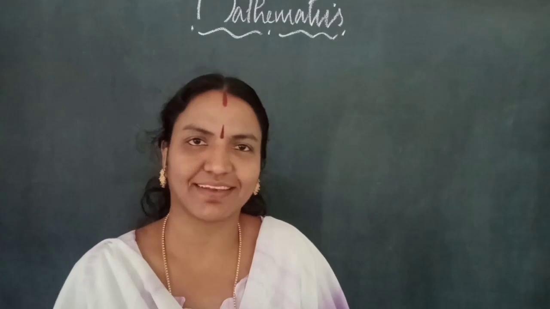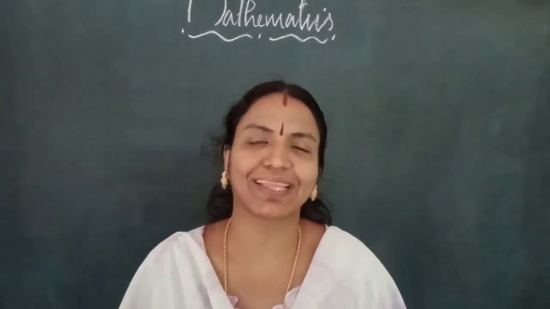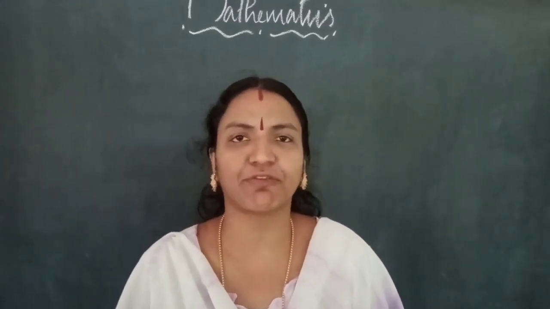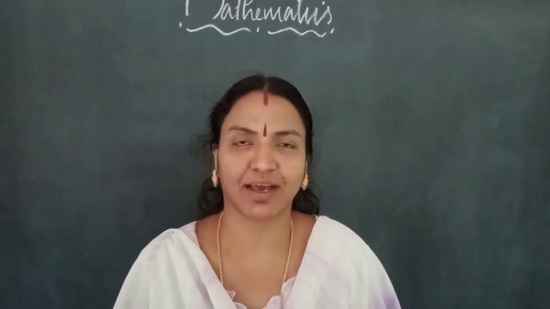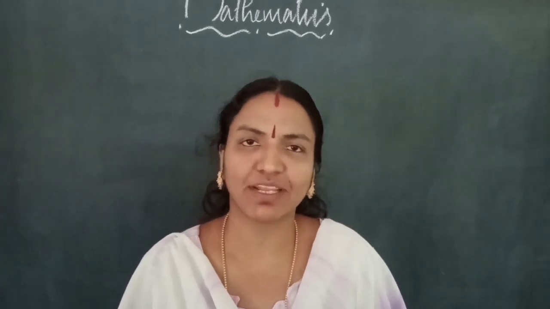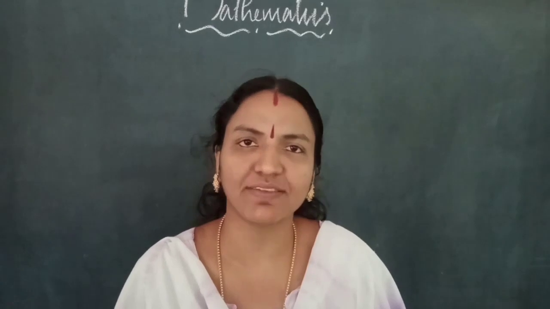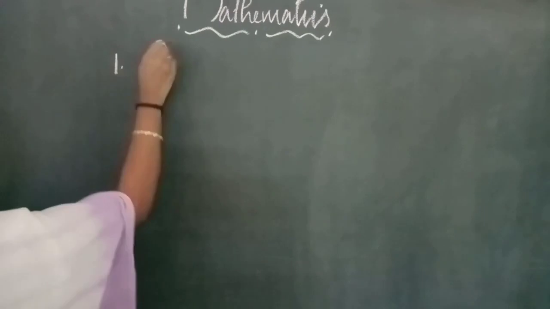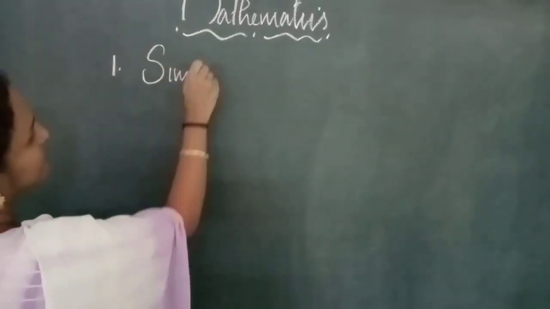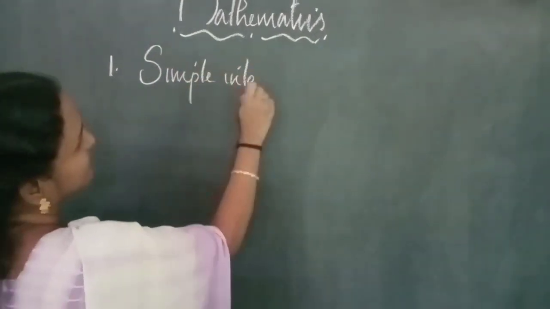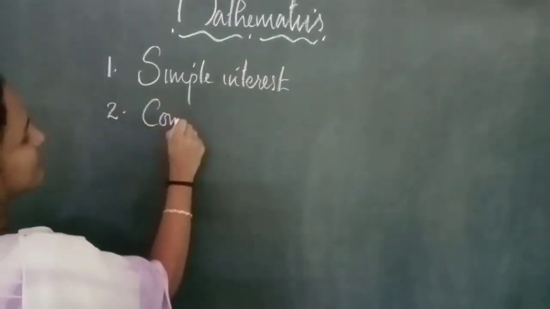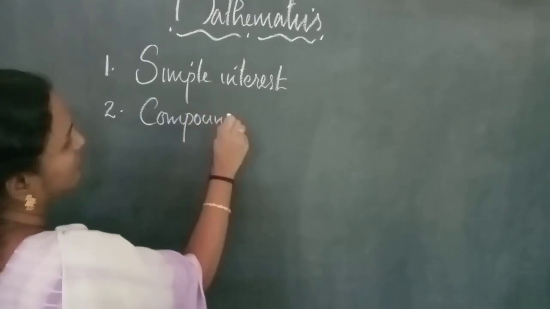In the previous classes, we have learned that interest is the extra money paid by banks on money deposited with them. There are two methods to find interest. The first one is simple interest, and the second one is compound interest.